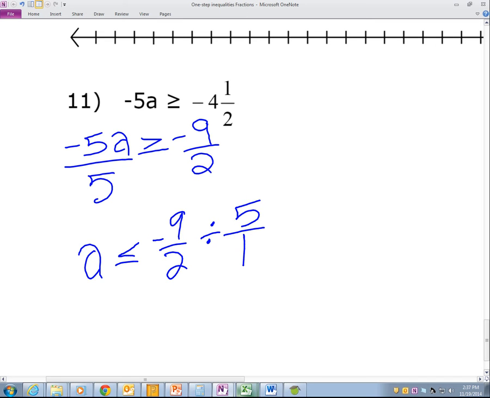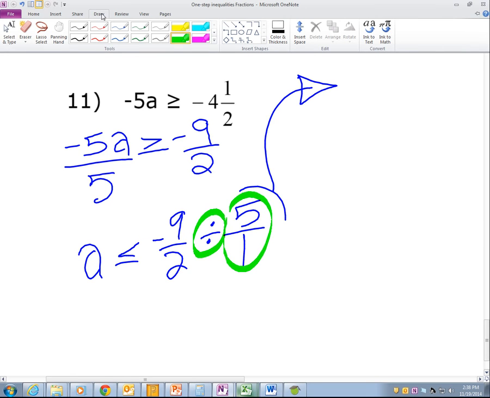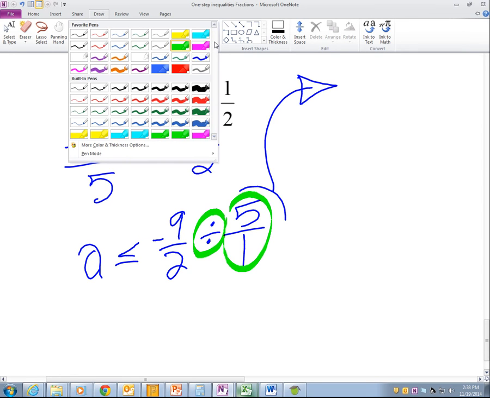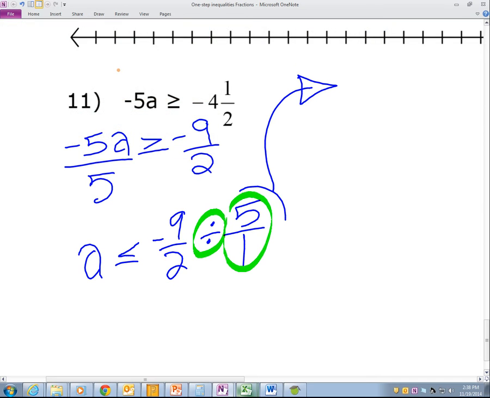So what are we going to do? What are we going to do, Jace? Wouldn't you change the sign to a multiplication sign and switch the last fraction? Yep, I have to do this, and I have to flip this. That's what we learned on Monday, because we can't divide fractions. So it's going to be a is less than or equal to negative 9 halves times 1/5.